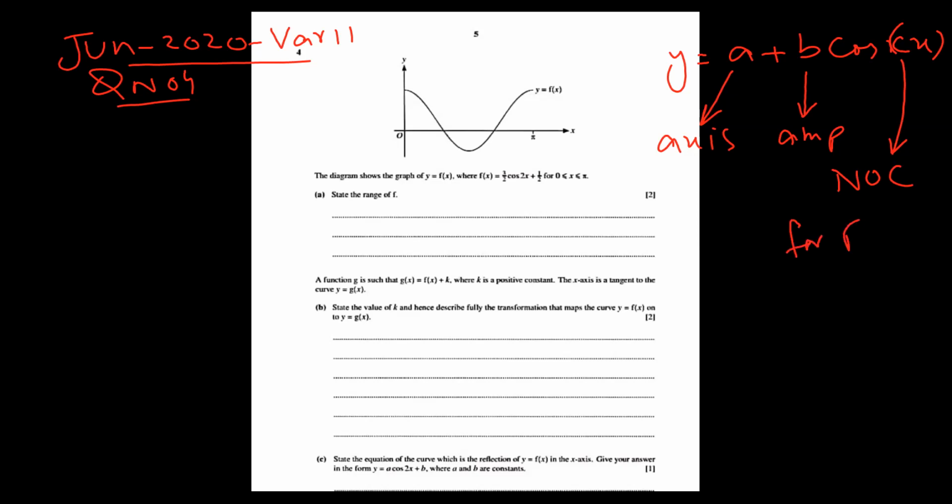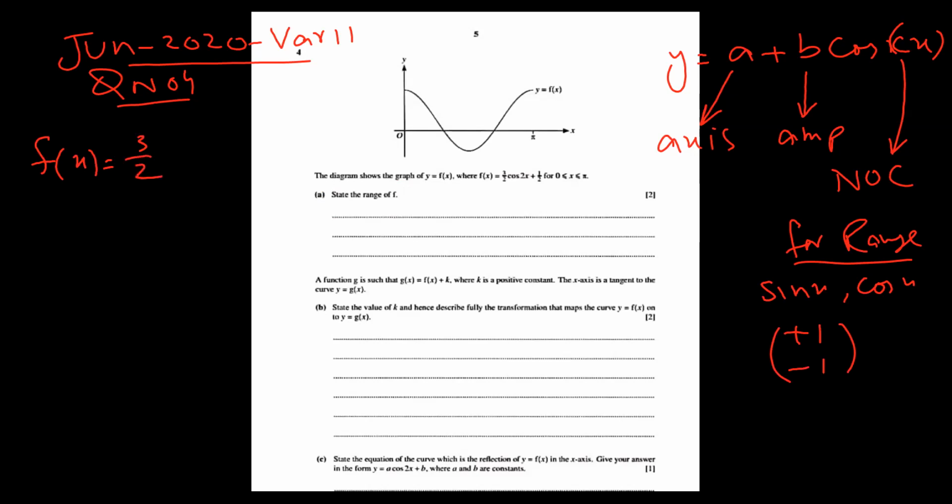what we do for range, sine or cos both: for the highest value, we put +1, and for the lowest value we put -1. For example, he is asking range. The question is f of x is 3/2 cos 2x plus half, and I'm putting here +1. So it gives us 3/2 plus half. We got a 2.